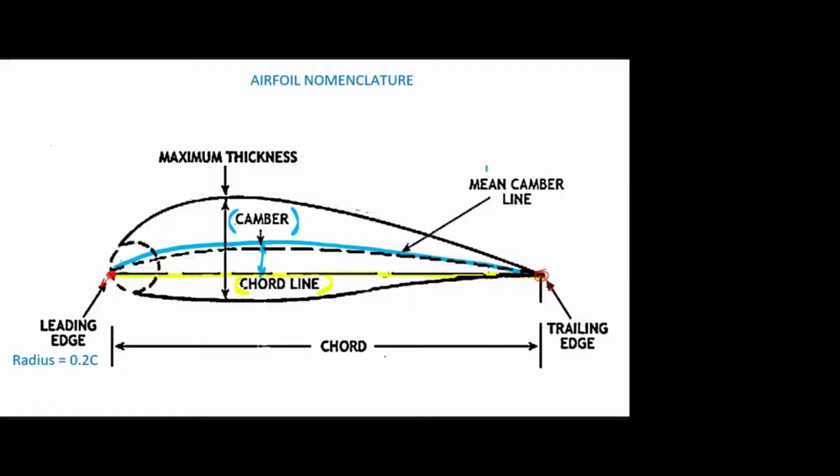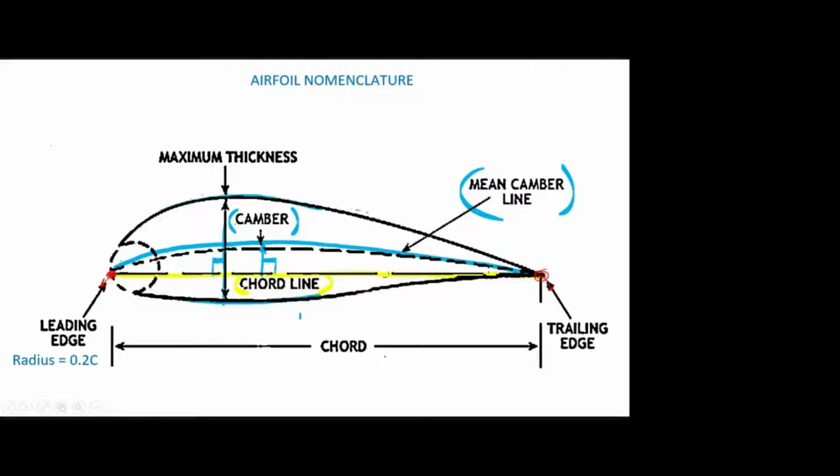Okay, the blue color line is the mean camber line, and the distance between camber line and this chord line is the camber. Is it clear? And this is the upper surface, this is the lower surface, and the distance between these two is called thickness, and here they mention the maximum thickness. Thickness can be measured anywhere, but here they show the maximum thickness, and both this maximum thickness and this camber should be measured perpendicular to the chord line. That is very important.